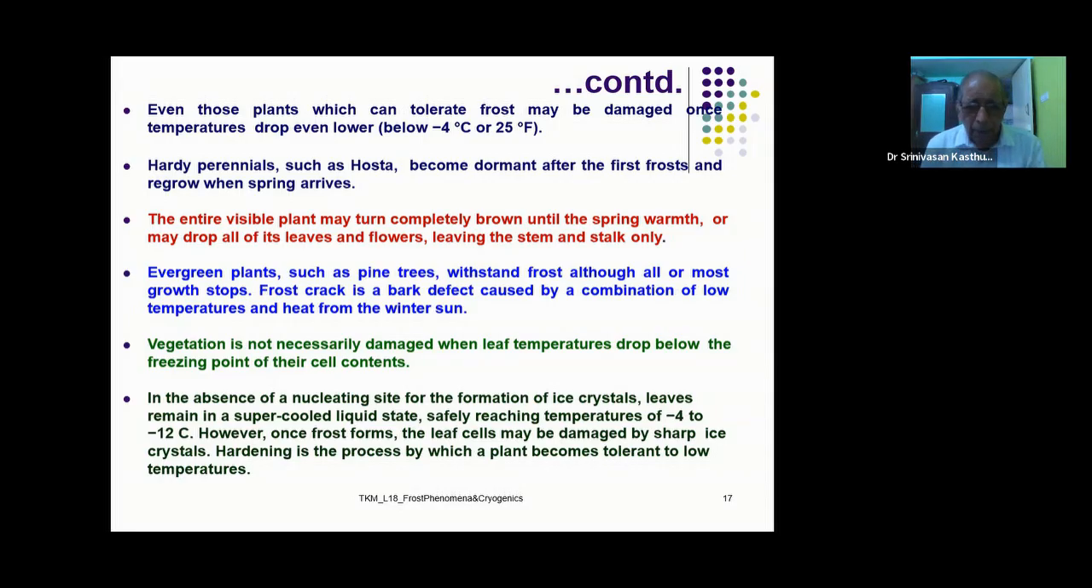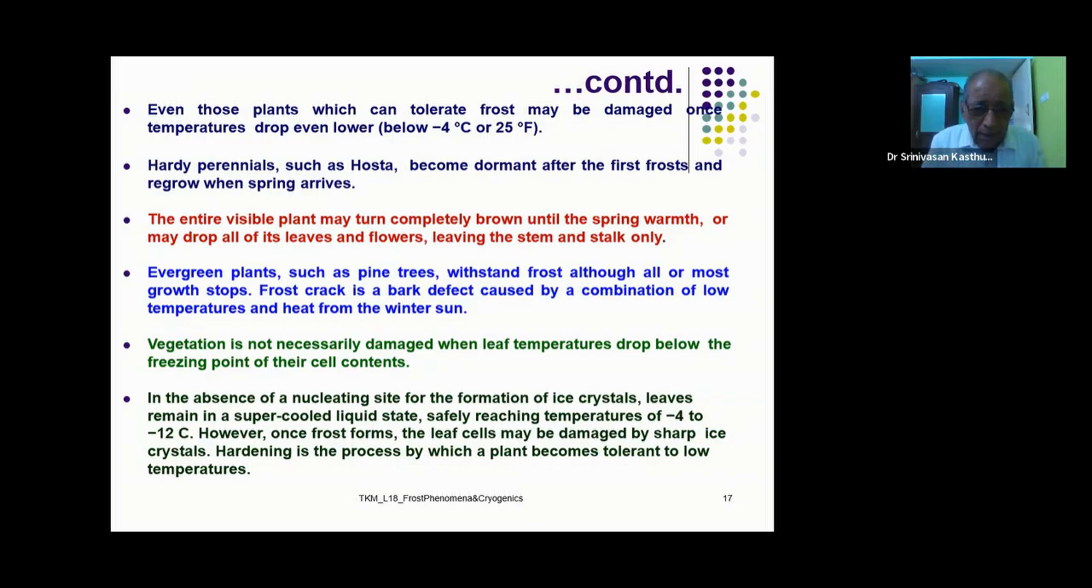Evergreen plants such as pine trees withstand the frost, although all or most growth stops. Frost crack is a bark defect that is caused by a combination of low temperatures and heat from the winter sun. Okay. So there can be cracks forming on the bark because of the frost.